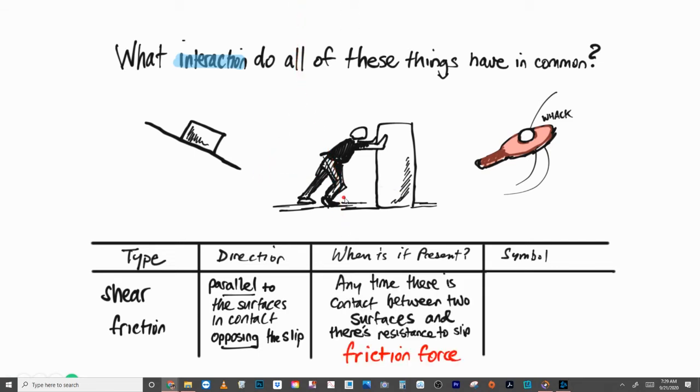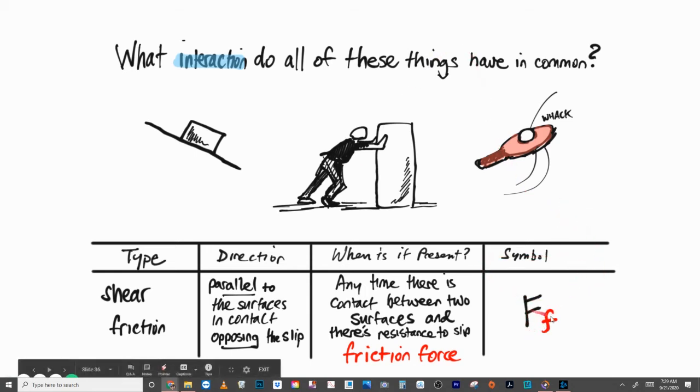When is it present? Anytime there's contact between two surfaces and there's some kind of resistance to that slip, you more than likely have friction. Now, sometimes we like to talk about frictionless, which is possible, and it's nice and clean, but generally there is some kind of friction in there. Last but not least, the symbol is capital F, little f. All right, so let's take a look at those shear forces.